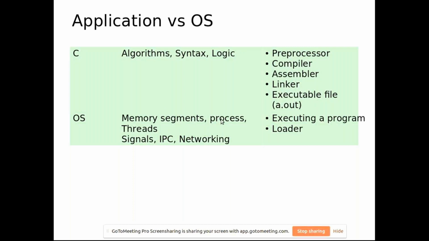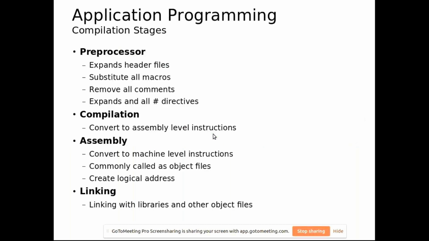So this is the application programming compilation stage. The first one is the preprocessor stage. It expands the header files, substitutes all macros, removes all comments, and expands all hash directives. Then we have the compilation stage, which converts to assembly level instructions, and then we have the assembly stage, which converts to machine language instructions, commonly called an object file.